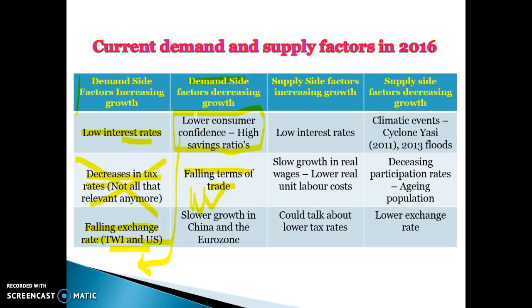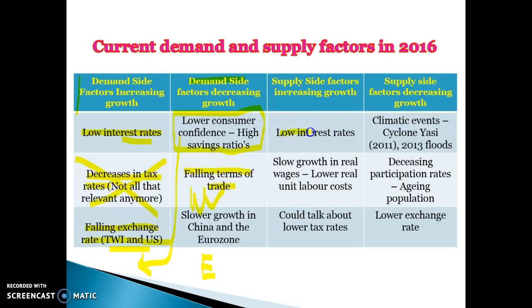Lower commodity prices, less profits for export-related industries, less income, less consumption spending, and less investment spending because firms aren't investing because they're not getting the same level of profit. And the other one is slower growth in China and the Eurozone, which is leading to less exports, less demand for our commodities again, and therefore slower growth, less consumption, less investment, and less income.